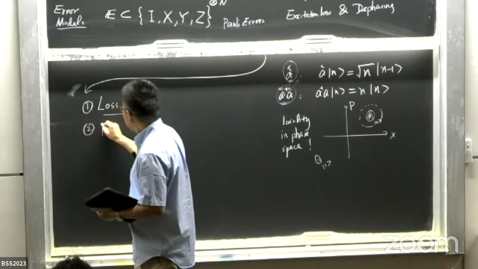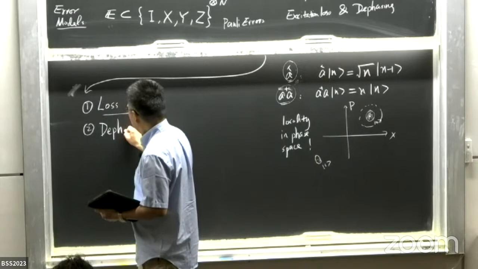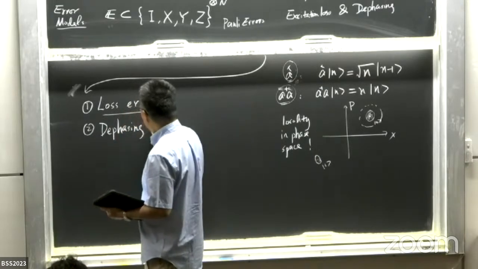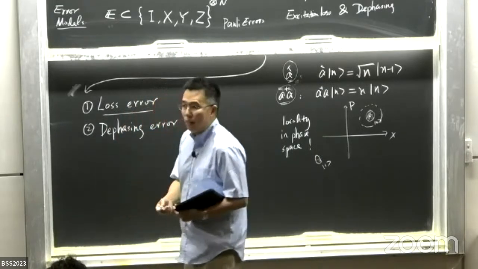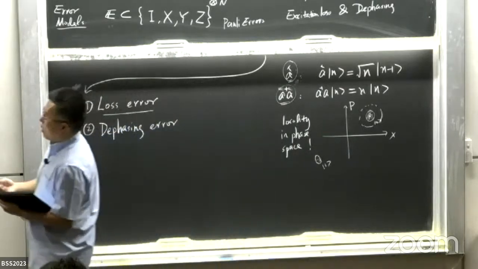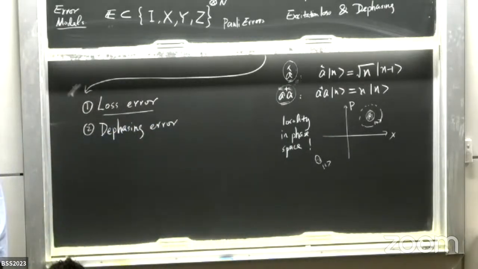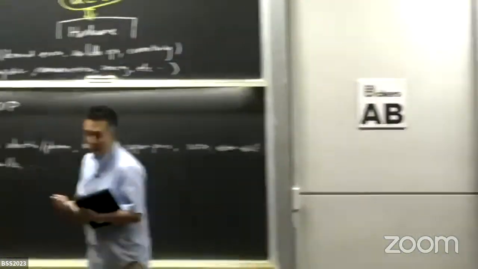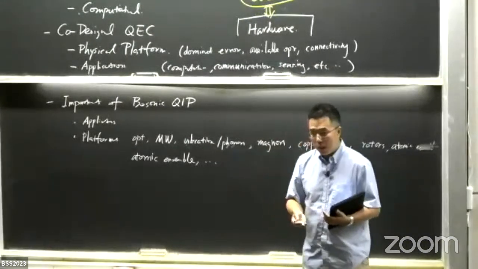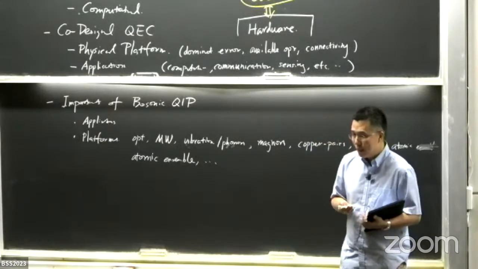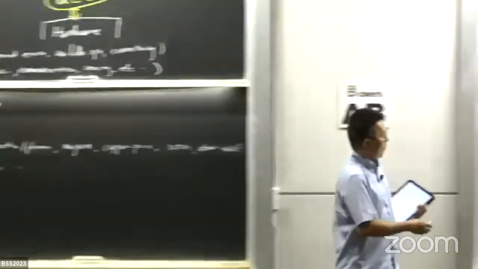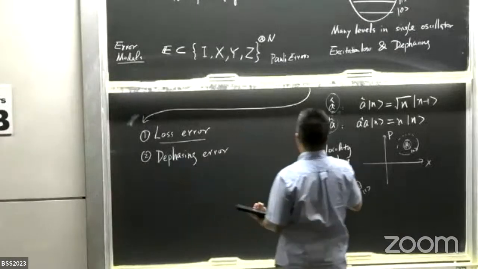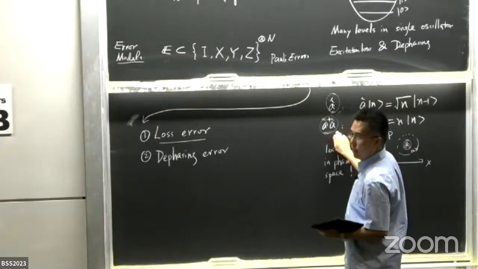And there is also dephasing. For dephasing error, it corresponds to, if you have optical modes, somehow there are path length fluctuations. And if you have superconducting cavity modes, then probably there are some two-level systems jumping around, inducing a random phase shift. And those are the dephasing errors. You can write it as powers of A dagger A.